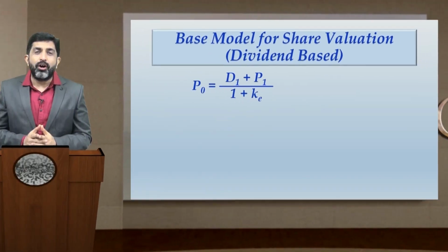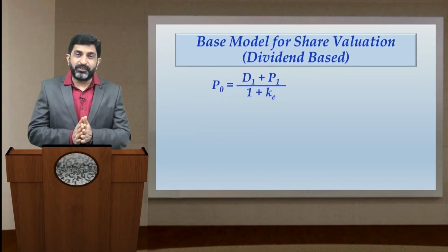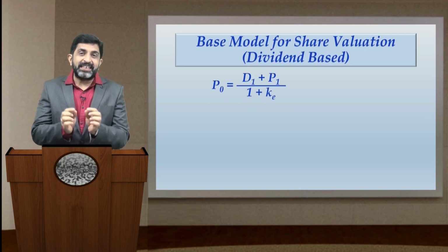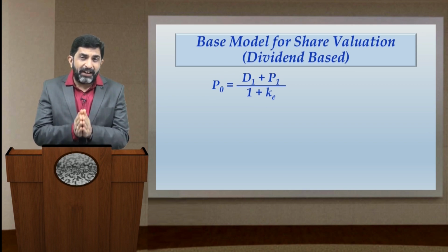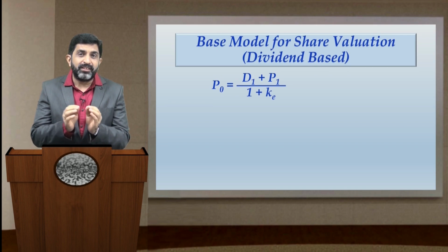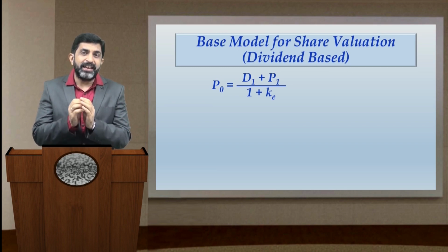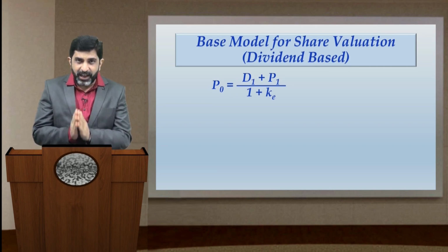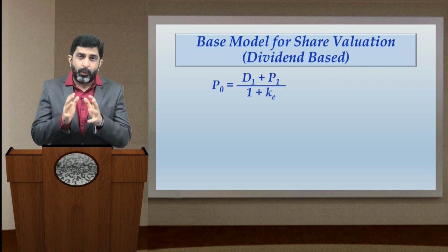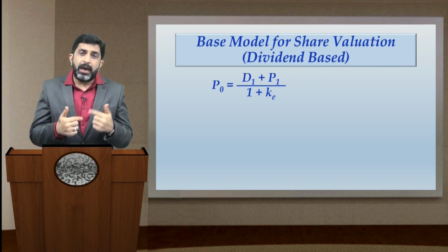And I'm sure what you find over here on screen is nothing new for you. But in CA Intermediate or CMA Intermediate, if you haven't learned this base model with simple logics, it's time for you to understand it now. P0 obviously indicates the present value of the share, that is the current value of the share.